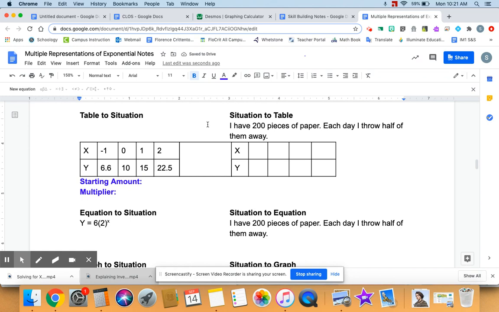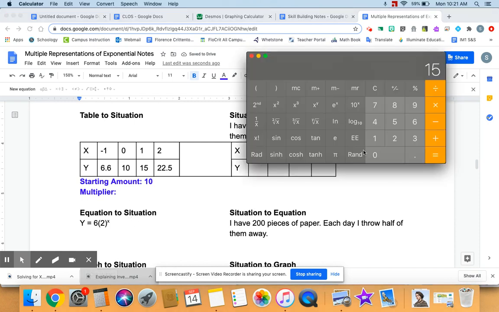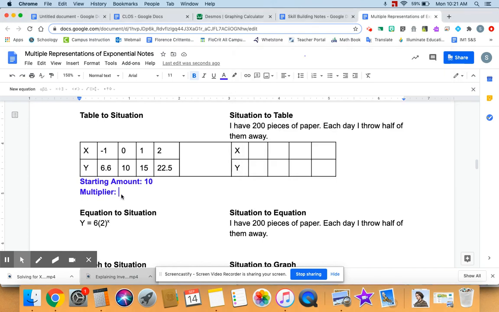Well, the starting amount is when x is what? When x is 0, and so the y is going to be 10. So in this situation, we're starting with 10. And then the multiplier, to go from 10 to 15, I can always do 15 divided by 10 to figure out it's 1.5.